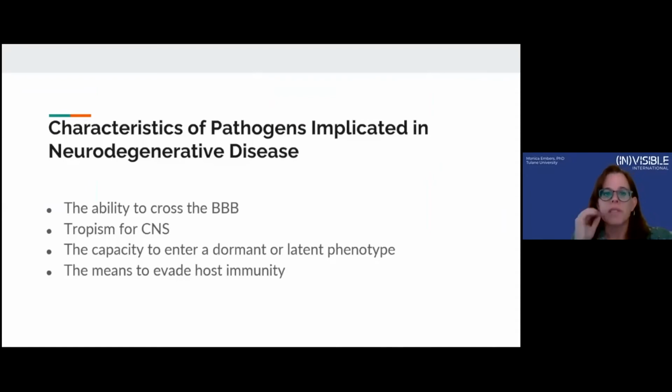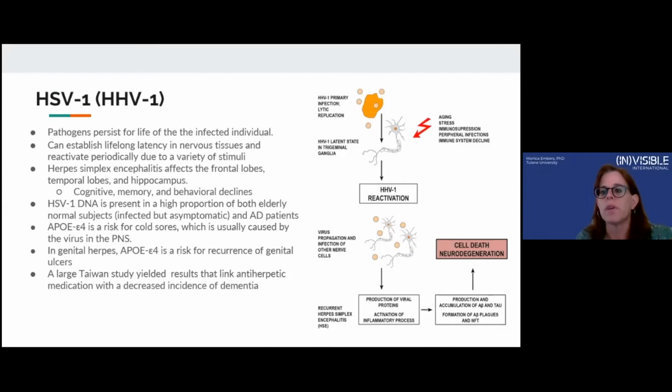So what are the characteristics of pathogens that are implicated in neurodegenerative disease? They all seem to have the ability to cross the blood-brain barrier. They all have a particular tropism for the central nervous system. They all have the capacity to enter a dormant or latent phenotype. And they all have some means to be able to evade the host immune response. So just for time purposes, I'll focus only on the 2 primary pathogens, which are HSV1 and Borrelia burgdorferi.